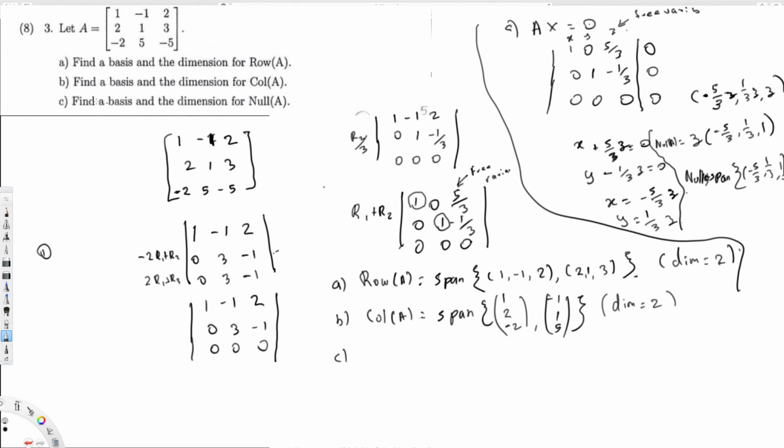And they are also asking what the basis is, and they are asking for the dimension, right? In this case, we know we only have 2 pivots right here. Therefore, the dimension is equal to 2. So this is my final answer. Therefore, the answer for the third one is null A equals the span of minus 5 over 3, 1 over 3, and 1, and the dimension is 2. So this is my final answer.